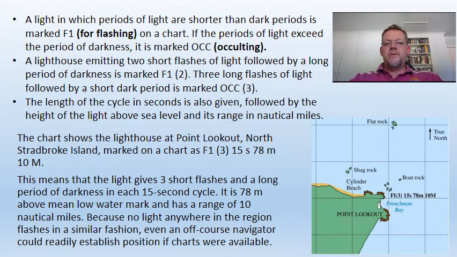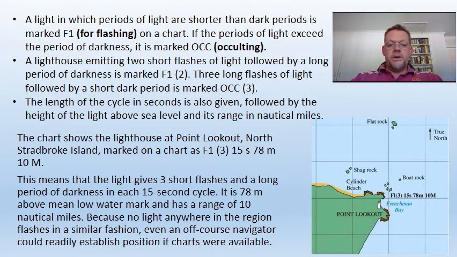A light in which periods of light are shorter than dark periods is marked as F1 for flashing on a chart. If the periods of light exceed the periods of darkness, then it is marked OCC or occulting. A lighthouse emitting two short flashes of light followed by a long period of darkness is marked F1, 2. Three long flashes of light followed by a short dark period is marked OCC 3. The length of the cycle in seconds is also given, followed by the height of the light above sea level and its range in nautical miles.